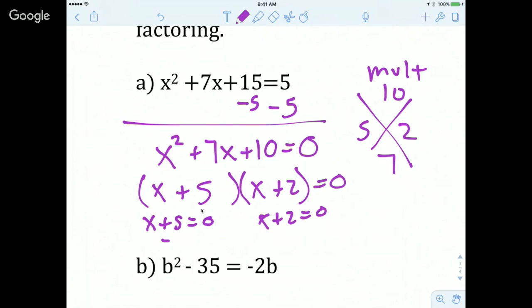The opposite of adding is subtracting. I'm going to move this out of the way in just a second. So x equals -2. Let me shrink.